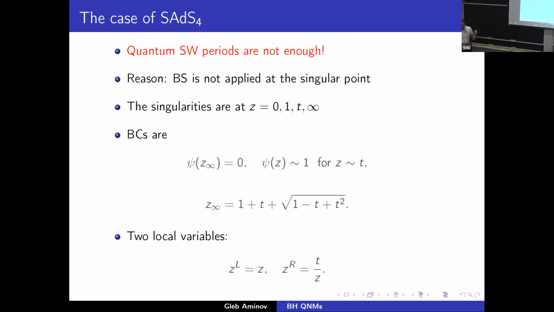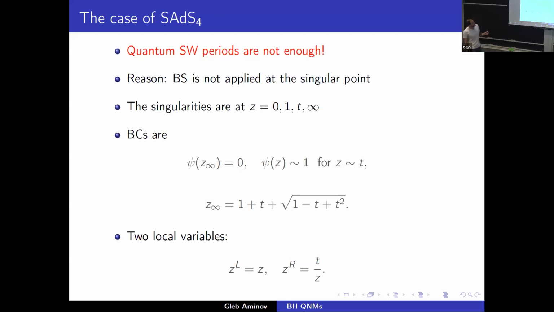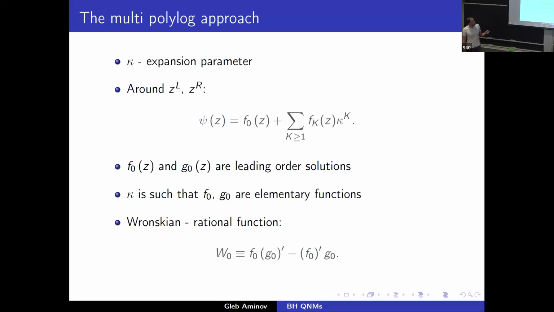By the same reason, you need to resum a lot of instantons because of the black hole specific things. And so we're going to introduce a small parameter. In this case, it's going to be t, but it's a general approach. It can be anything, like we call it kappa, and we're going to have two local regions, one around 1 and one around t, two local variables. And in both, the wave function is going to be written perturbatively like that.